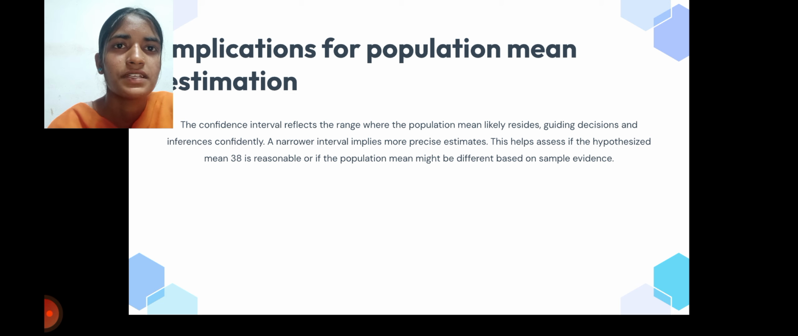Implications for population mean estimation. The confidence interval reflects the range where the population mean likely resides, guiding decisions and inferences confidently. A narrower interval implies more precise estimates. This helps assess if the hypothesized mean of 38 is reasonable or if the population mean might be different based on sample evidence.